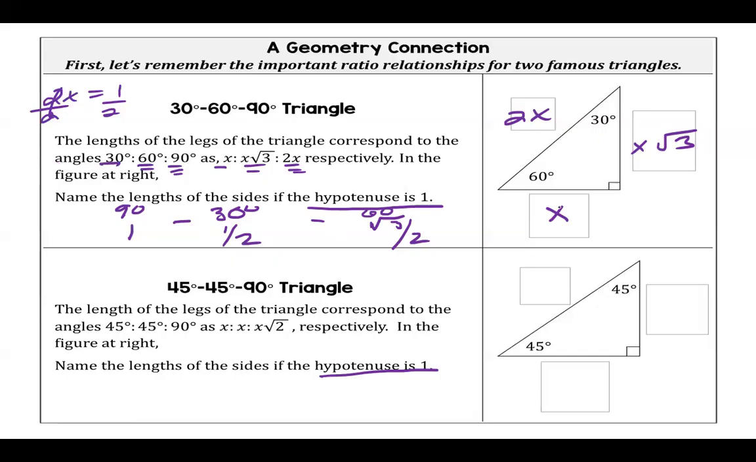x is across from 30. So the value of the side across from 30 is 1/2. Now that I know what x is, can I say what is across from 60? Across from 60 is 1/2 times the square root of 3. Well, I can combine them and make it square root of 3 over 2. Got it? And that's where these numbers came from.